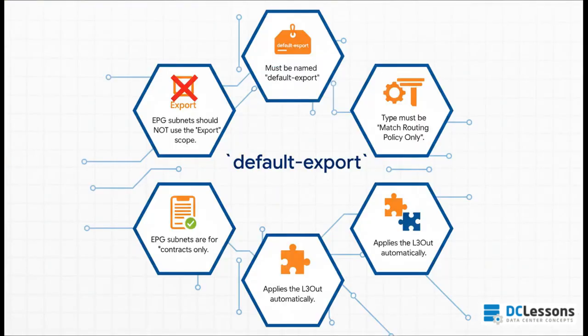Let's just hammer home the rules for this method because they are super important. First, the name has to be exactly default-export. Second, the type must be match routing policy only. The cool part is, once you do this, ACI just automatically applies it. But here's a huge gotcha that trips everyone up. When you use this method, the subnets you define under the EPG itself, they should not be marked for export. Their only job is to classify traffic for your contracts.